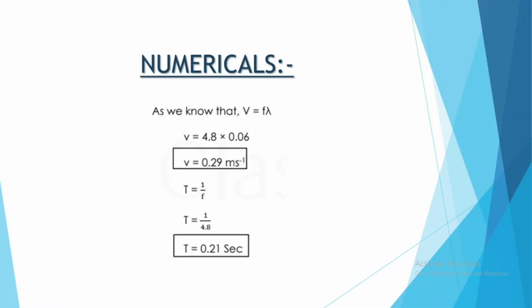V is unknown and T is also unknown. As we know that V is equal to f lambda, V is equal to 4.8 times 0.06, which is 0.29 meter per second. T is equal to 1 upon f, which is 1 upon 4.8. T is equal to 0.21 seconds.